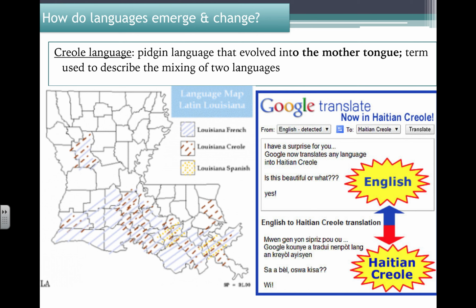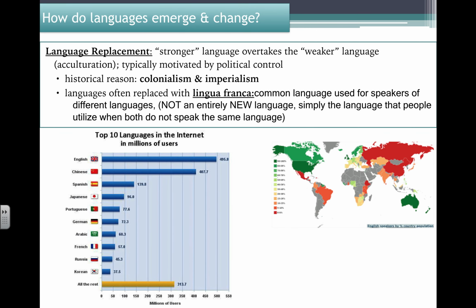The Creole can be used to describe the mix of any two of these languages, such that it becomes the mother tongue of a group of people. So just two clear examples of cultural convergence, right? Now let's talk about cultural divergence, or really just what happens to cultures, to languages over time here.